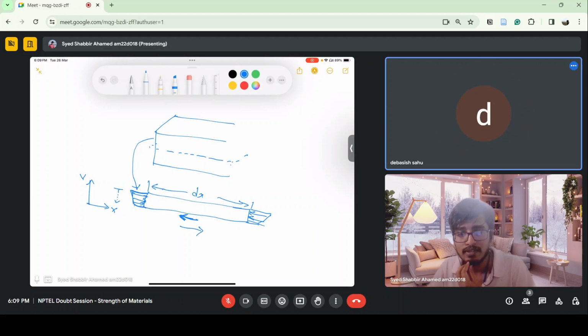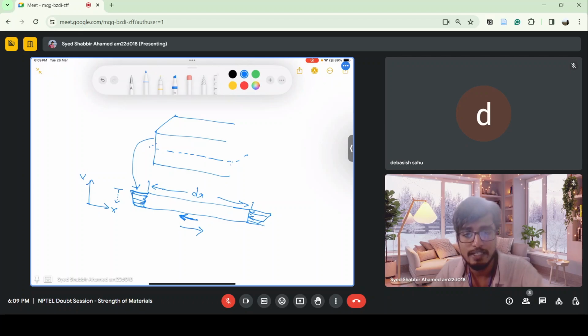Another is the shear flow. Shear flow is only a representation; it is not a physically seen phenomenon. They have made an analogy with fluid flow: just like fluid is flowing, they say that shear is also flowing.